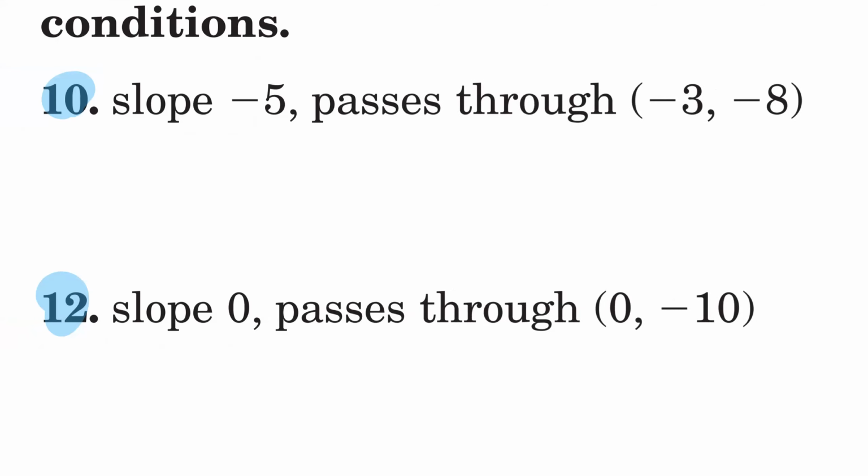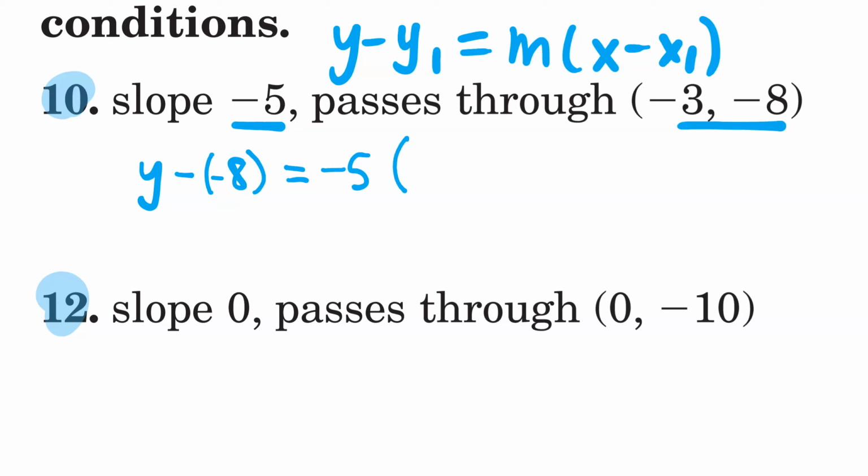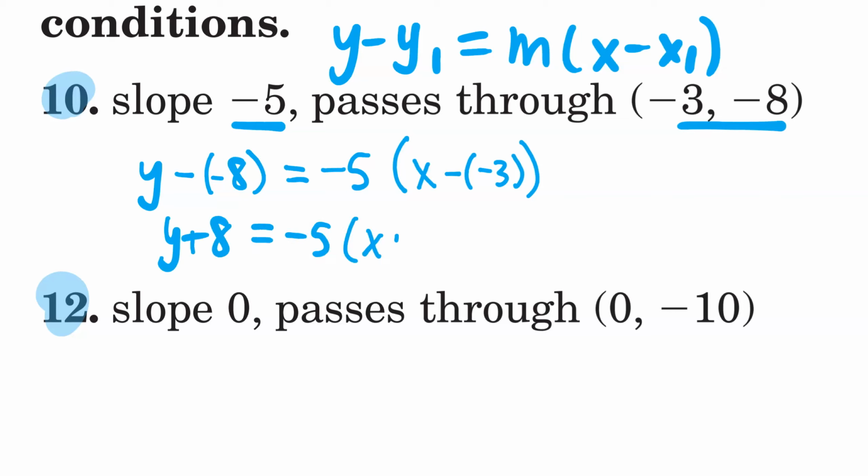Okay, slope negative 5, passes through (-3, -8). So what I'm going to do is use my point-slope form, because I have a point and a slope, and once I have that, I can convert into slope-intercept. So remember, it's y minus y1, it's on the poster to your right, equals m times x minus x1. I'll give this to you on an equation sheet for your final, but you do have to know how to use it.